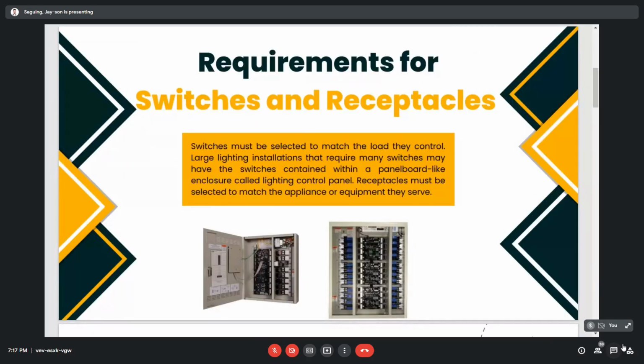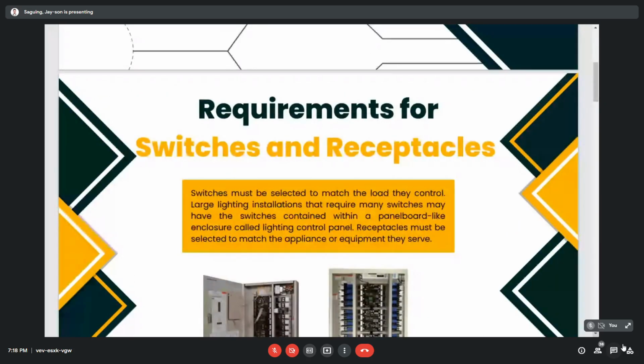So first are the requirements for switches and receptacles. Switches must be selected to match the load they control. Large lighting installations that require many switches may have the switches contained within a panel board-like enclosure called lighting control panels. You can see the picture below. Next, receptacles must be selected to match the appliances or equipment they serve.